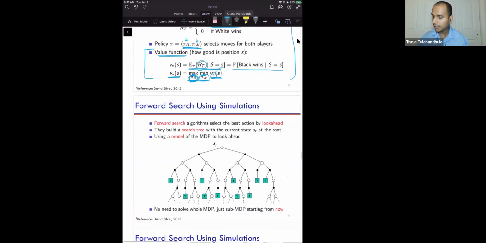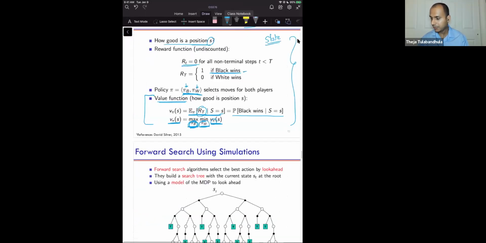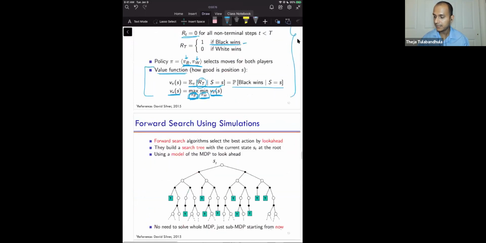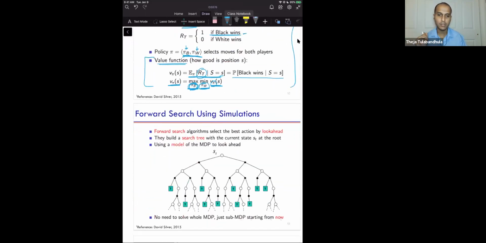So that's the game of Go. But let's come back to the forward search problem. As I said, in the current state, which is the current board situation, what is the action that you take? The forward just means that we're going to do a look ahead, in the sense that you're playing the game with an opponent, you're in a certain board situation and you want to make a move.